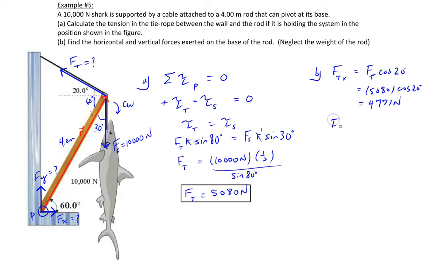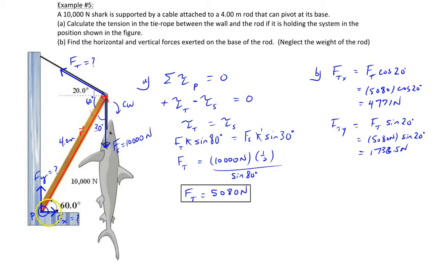Let's find the y component of this tension. So the y component would be Fty, which will be equal to Ft times the sine of 20 degrees. So it's 5,080 newtons times the sine of 20 degrees. And that gets you a force of 1,736.5 or something like that newtons. Okay, so we need to find out these forces. This is just the x and y components of that tension.